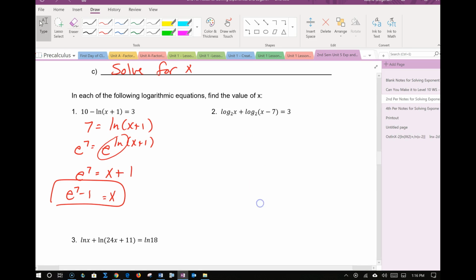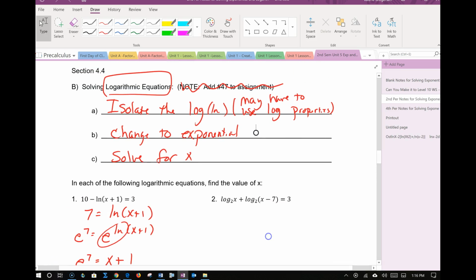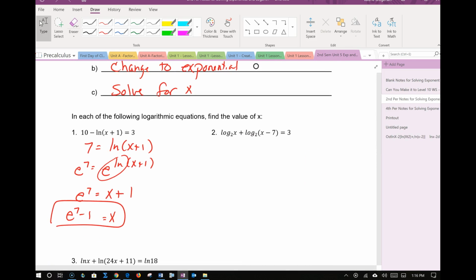So a quick review. Remember, you're supposed to isolate the logarithm, and you might have to use the properties to combine in order to do this. And then you change it to exponential form. Now, I did not change it to exponential form earlier, but I want to remind you what that means, okay?